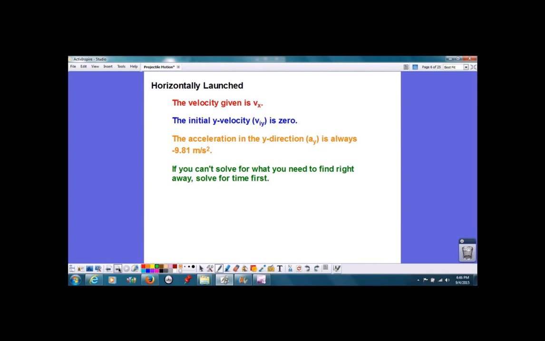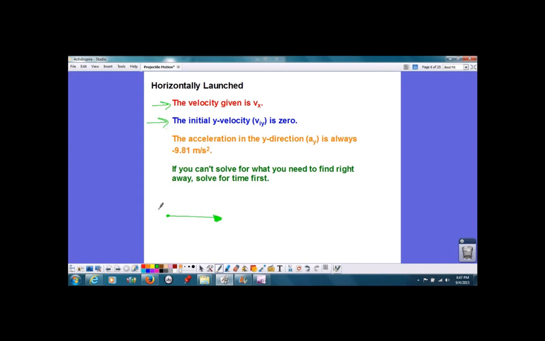Okay, so some of the things we know when horizontally launched. The velocity given is Vx because we're throwing the ball horizontally. We're not throwing it up. So therefore, when we start, the initial velocity when it's in my hand is only going in the horizontal direction. As soon as I let go of it, it's going to start having some velocities that are increasing as it goes down in the y direction. But that x direction velocity is what's going to be given if it says it's horizontally launched. It's all in the x direction, and that's going to stay constant throughout the problem.